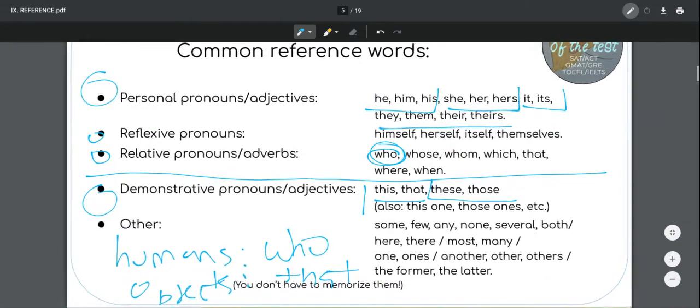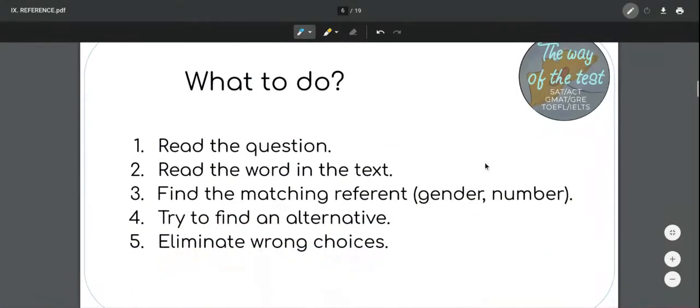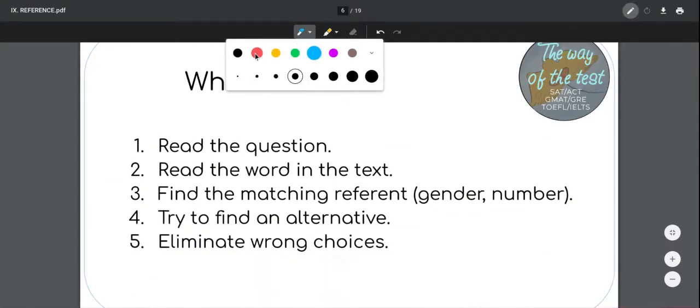And then we have other words that will refer to a previous word, like some, few, countable nouns, countable adjectives, most, many, one. Again, you don't have to memorize them. I'm not going to make you the extensive list. If you want, you can stop the video here and copy them. I'm not going to tell you not to do that, but definitely don't sit down and memorize it. You can have a list and check the list while you do homework, but definitely don't just take time to memorize them.